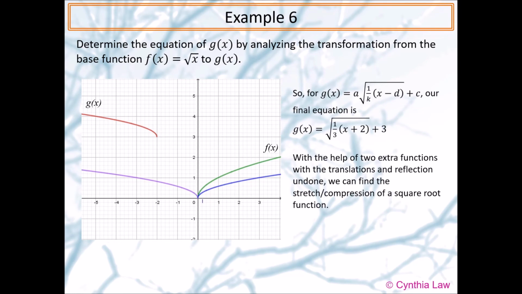So our final equation for g of x. So a was not being used because we didn't analyze it using a vertical stretch or compression. So a is 1. Now k was 3, so 1 over k is 1/3. d is -2, so we have x plus 2 inside the bracket. And then c is 3, so we add 3 at the end. When there is reflection, we end up using 2 extra functions to help us figure out the equation of g of x.